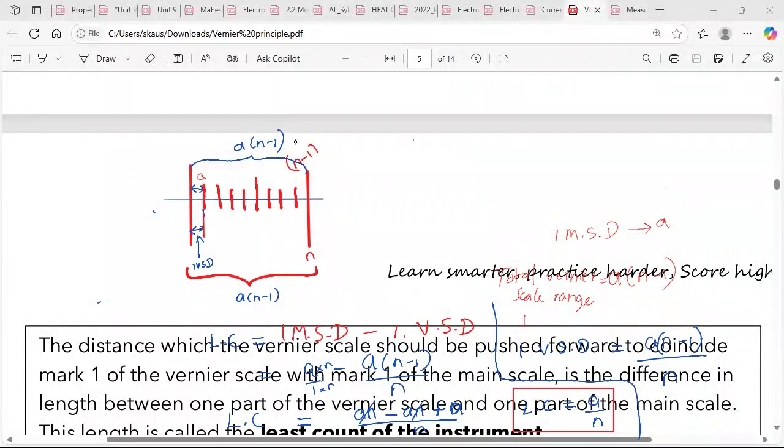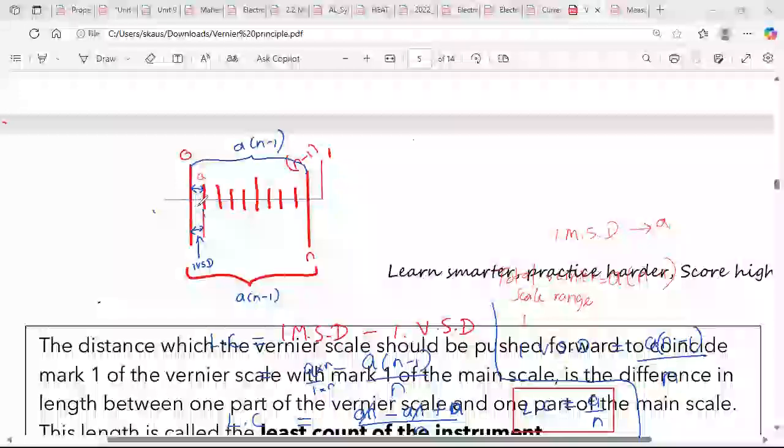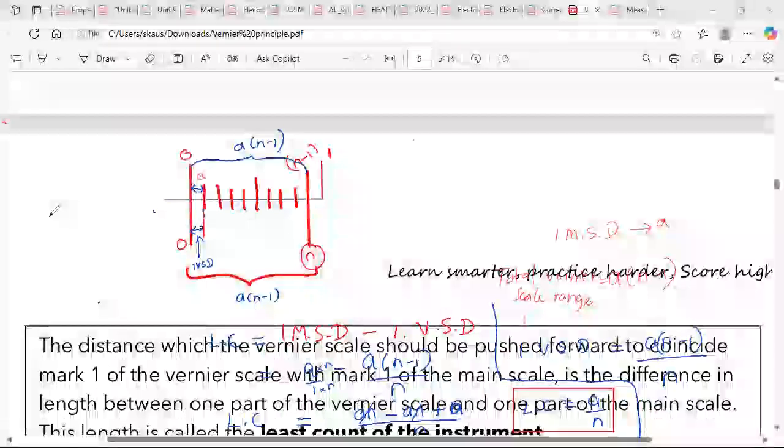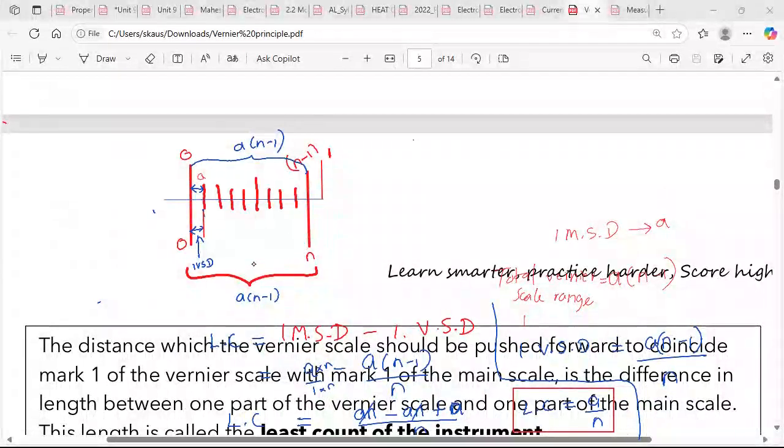So this reading should be like here is the first reading for the Vernier 1. This is 0. This is also 0. Right? This is the ninth one. It's not the 10th reading. So n is what is usually 10. So n can be 10, 20, 100, right? N is not a fixed value.